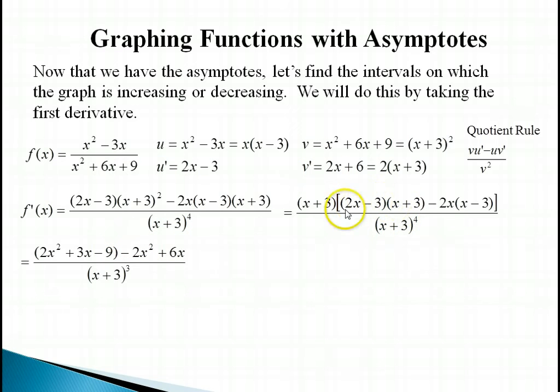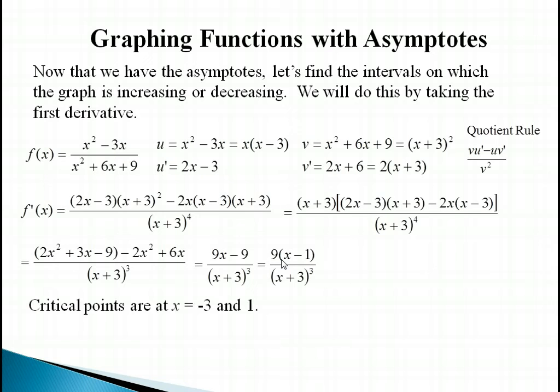Then I went ahead and FOILed out these first two factors here. So I have 2x squared plus 3x minus 9. And I also distributed the negative 2x. So that gave me negative 2x squared plus 6x. And I'm going to go through and combine like terms. So what you should notice is that the 2x squareds canceled each other. So we were left with the 3x plus 6x, which is 9x, minus 9. And then I factored out the 9.